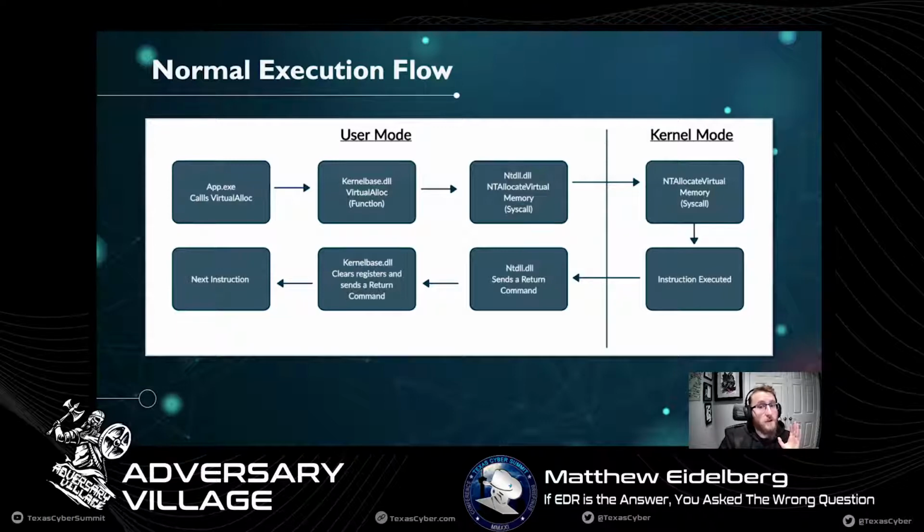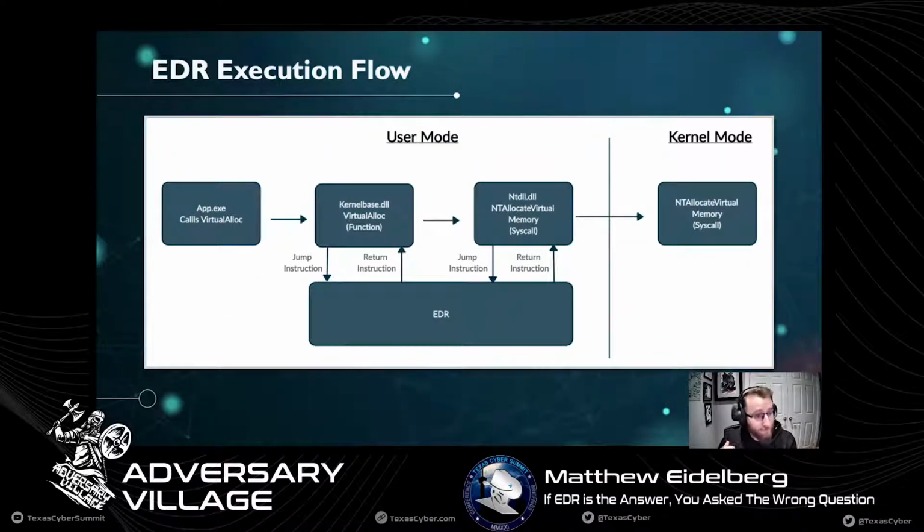So now that we understand how the normal operation works, let's take a look at how it would look when an EDR is in place. So once again, app.exe calls VirtualAlloc, which is stored in KernelBase. However, we see that there's a redirection. This redirection is a jump instruction, and that forces the code flow to jump into the EDR, and that's where we're going to perform a bunch of steps, such as viewing what was loaded onto the registers, what it's being asked to do.